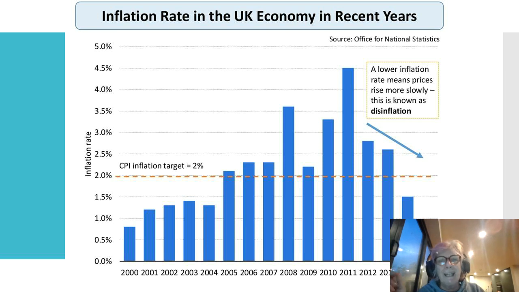So what kind of inflation have we had in the UK over the last 20 years? Well, the dotted red line that you can see going across this graph is the 2% mark, and you can see that in the UK, at times inflation has been lower than that, and at times it's been higher. So we see that kind of cycle going on, but it hasn't been too far away from that.